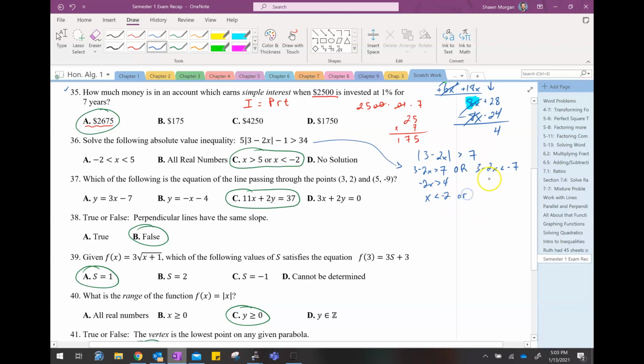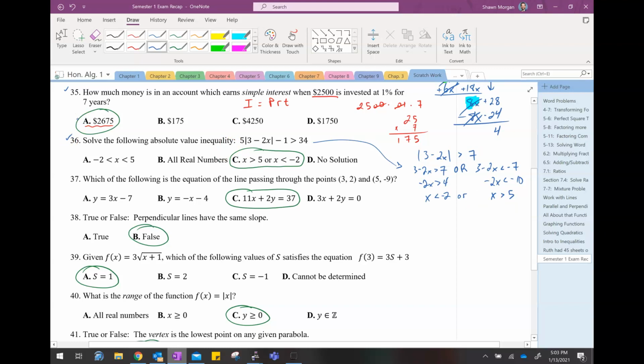And then over on the right side, I'm going to do the same 2 steps. Subtract 3. In this case, I get negative 10. Divide by my negative 2. Here again, I'm going to change the direction of the inequality, and I get a positive 5. So x is less than negative 2, or x is greater than positive 5. That's going to be my C option right there. Pretty straightforward, no curveballs there at all.